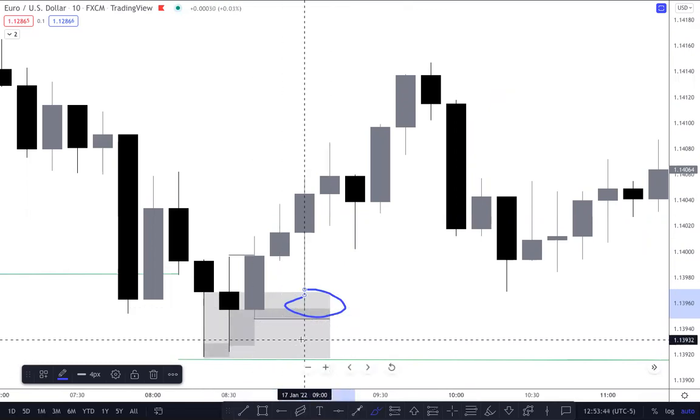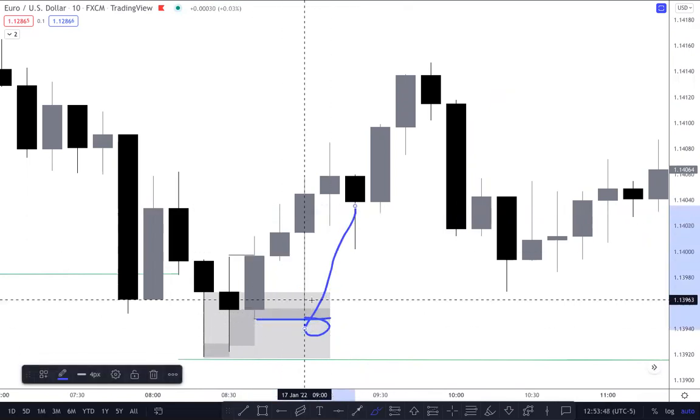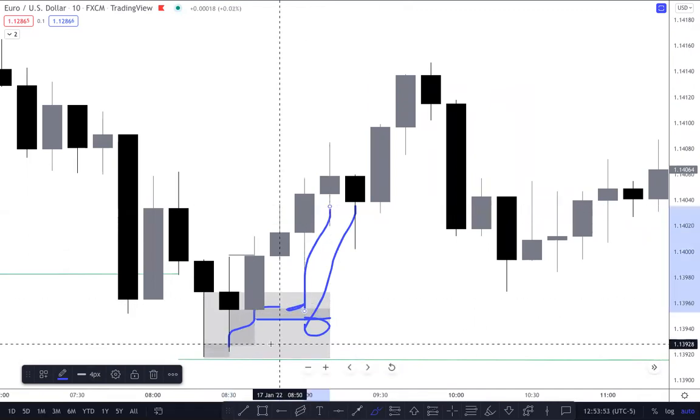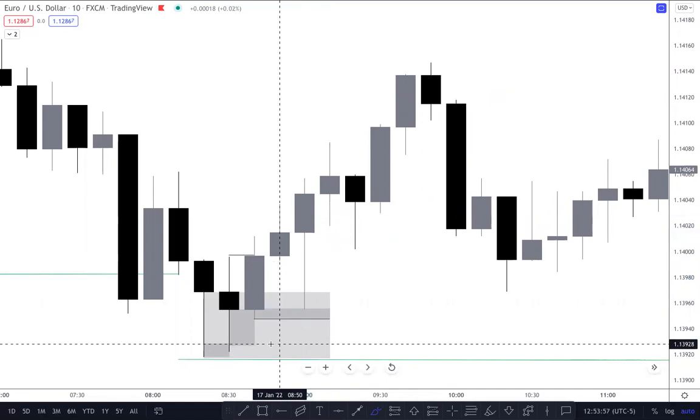There's no right or wrong answer here because I've seen it happen so many times. I've seen price come, sweep this, then rocket. I've seen price collect order flow, come here, rocket like it's doing now, right? There's not one way of doing this. I promise you. There's definitely not one way of doing this. Do you split entries?